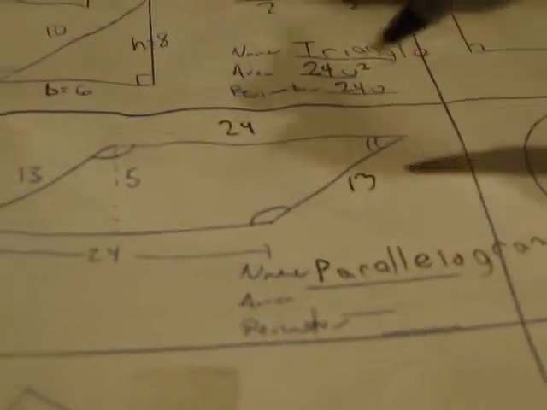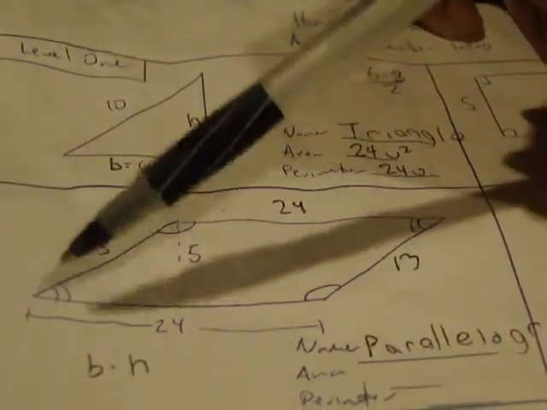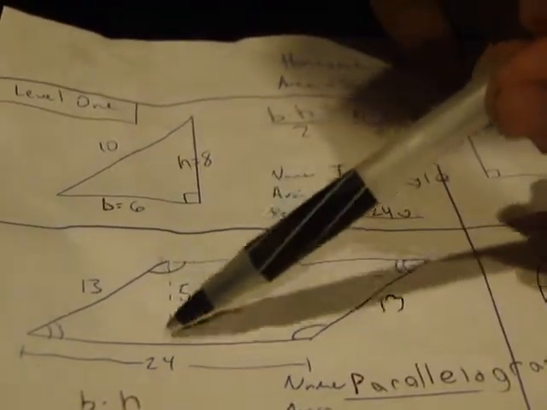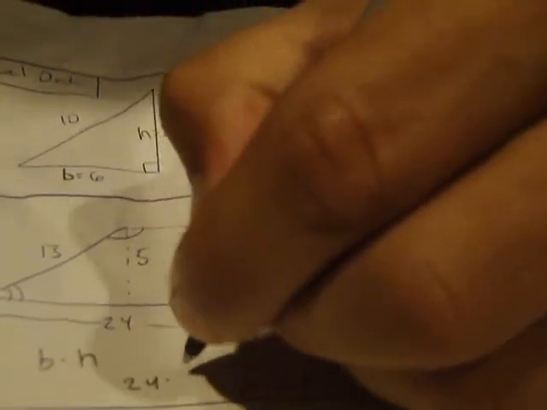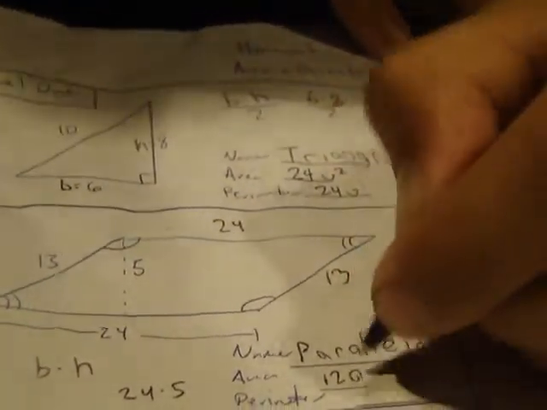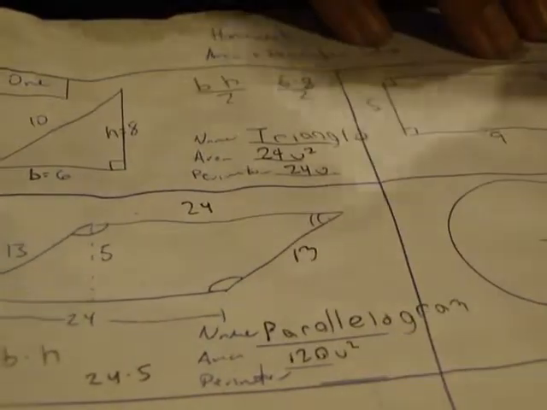Alright, the area of a parallelogram is base times height. So it's important to recognize that the base is going to be your side-to-side measurement, so that's going to be 24, and your height is going to be your up and down, or 5. So basically what we have is 24 times 5. 24 times 5 is 120, so it's 120 units squared.